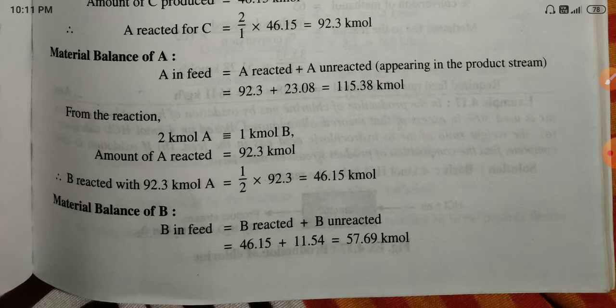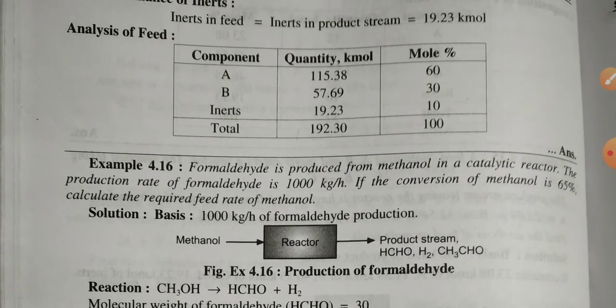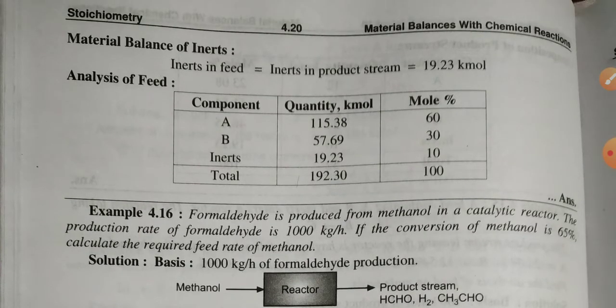Okay, the material balance of B. B in the feed છે, so B reacted plus B unreacted તો કેટલા આવે છે? 46.15 plus 11.54 is equal to 57.69 kmol આવે છે. Okay, તો આપણા moles છે, આટલા mole percentage. The material balance of inerts part: for inert, the inert in the feed is equal to the inerts in the product stream is equal to 19.23 kmol.